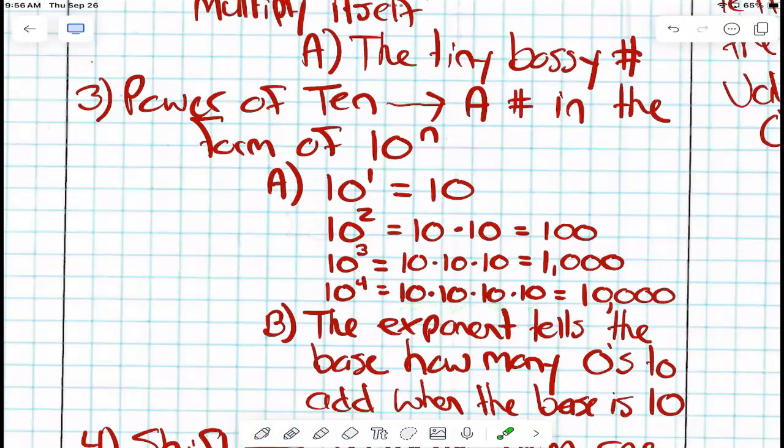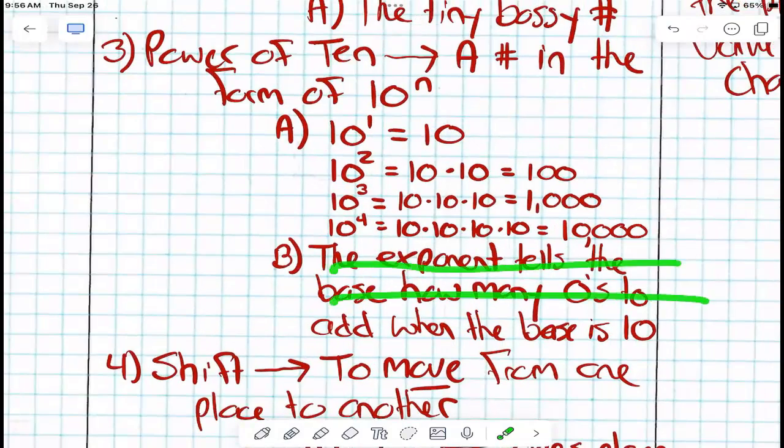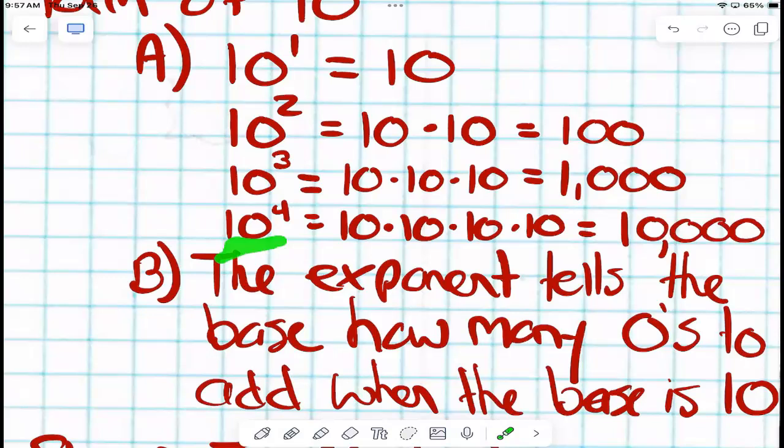All right. The exponent can also tell us how many zeros to add when the base is 10. So if the base is 10, what's the exponent? 4. So in our answer, how many zeros do we have? 4. If the base is 10 and the exponent is 3, how many zeros do we have if we solve that? 3. Does this make sense?